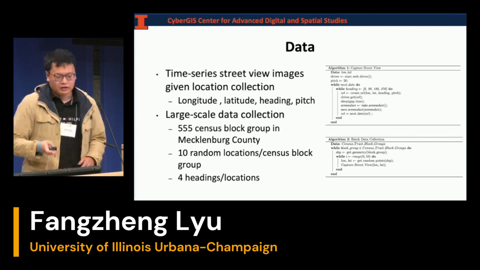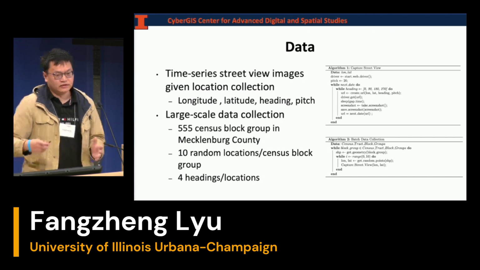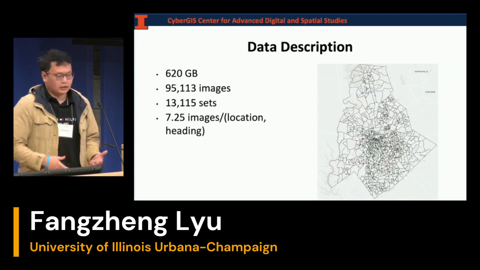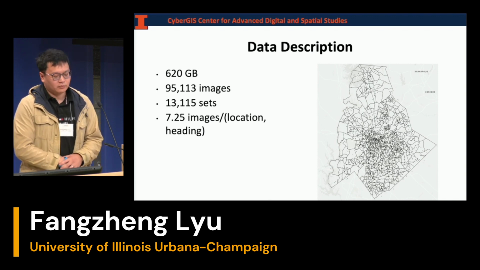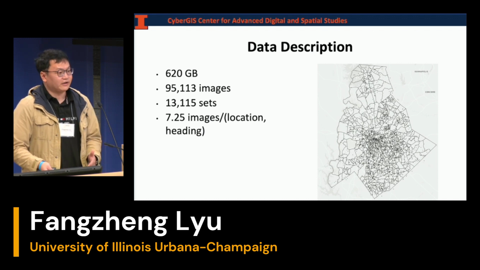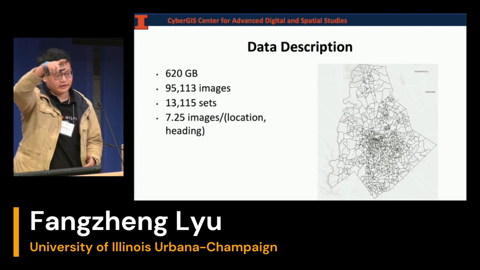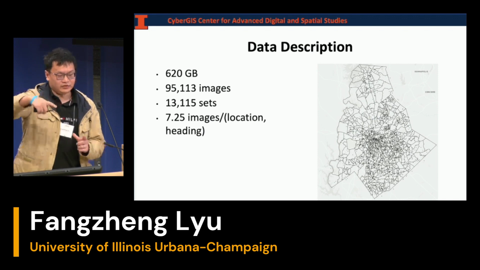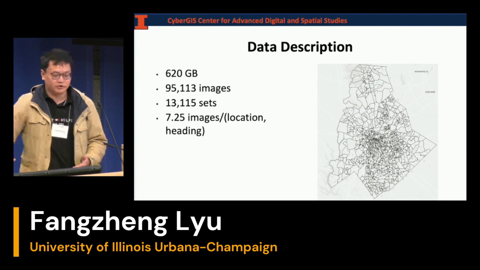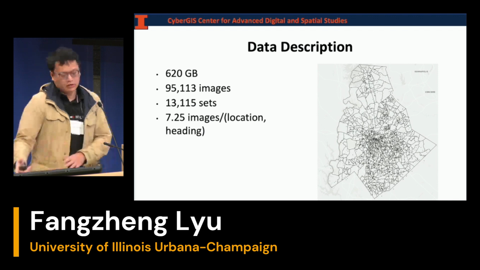So here, this is the batch, the big data collection algorithm, and that's running for weeks, and it gives us this data set involving over 600 gigabytes of data, and it contains over 95,000 images. There are about 30,000 sets of images. That means one set includes a time series collection of all the images collected at that specific location and heading combination. So on average, there are 7.25 images per location and heading.